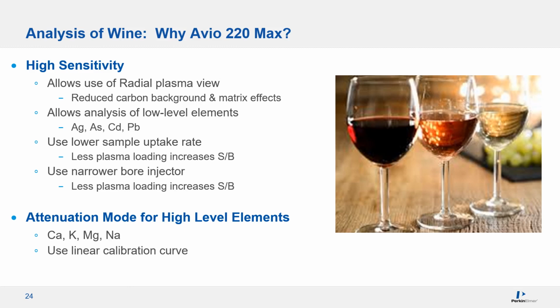In addition, because of the high sensitivity, we can use a lower sample uptake rate and a narrower bore injector. Both of these will lead to less plasma loading, which will increase the signal to background, which will allow us to measure these low concentration analytes better. In addition, we also have attenuation mode, which we can apply for the high-level elements, calcium, potassium, magnesium, and sodium. This will allow us to get linear calibration curves up to high concentrations.